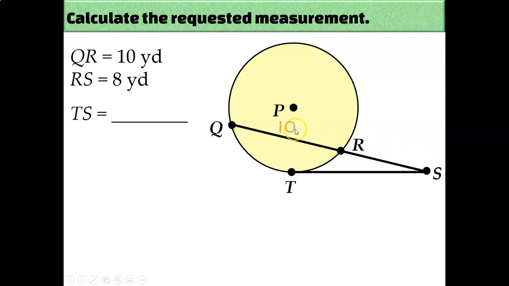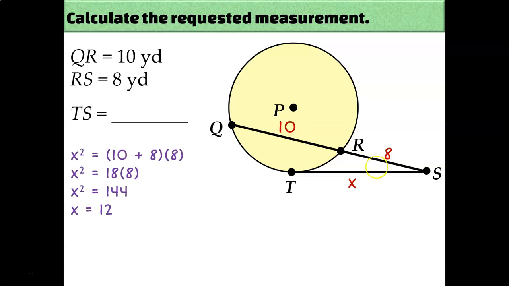So since we're given that QR is 10 and RS is 8, we can call TS x and solve. So I'll say that x squared, the tangent segment squared, is equal to the length of the secant segment, which would be 18, times the length of the external segment, which is 8. So 18 times 8 is 144, square root, and we find out that TS, the tangent segment, must be 12.